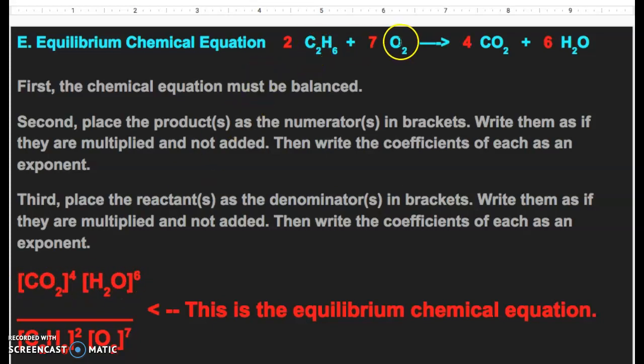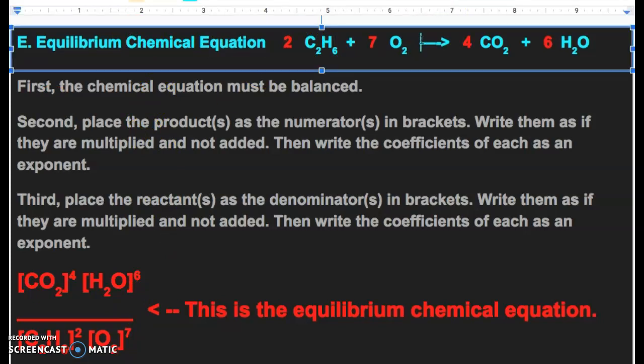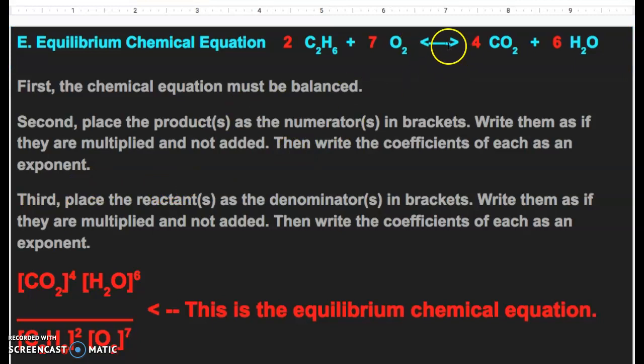You've got your products done. You go back to your reactants. You have ethane, C2H6, put brackets, C2H6, close brackets. You have 2 of those, exponent of 2, open bracket, O2, close bracket. But you have 7 oxygen gases, so that goes as a superscript of 7. So there is the equilibrium chemical equation for this chemical reaction. And once again, always if you're doing an equilibrium equation, those arrows should go in both directions. In other words, it can produce in that direction or it can produce in that direction.